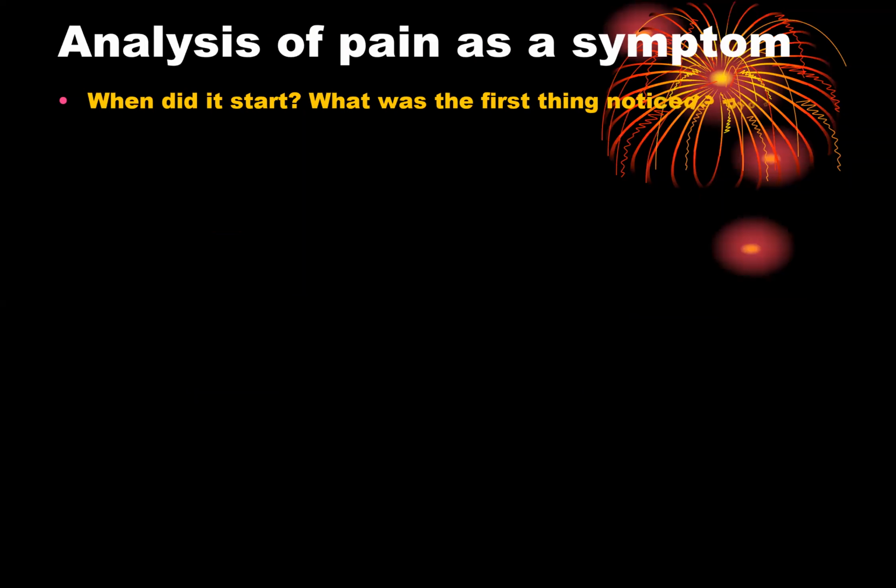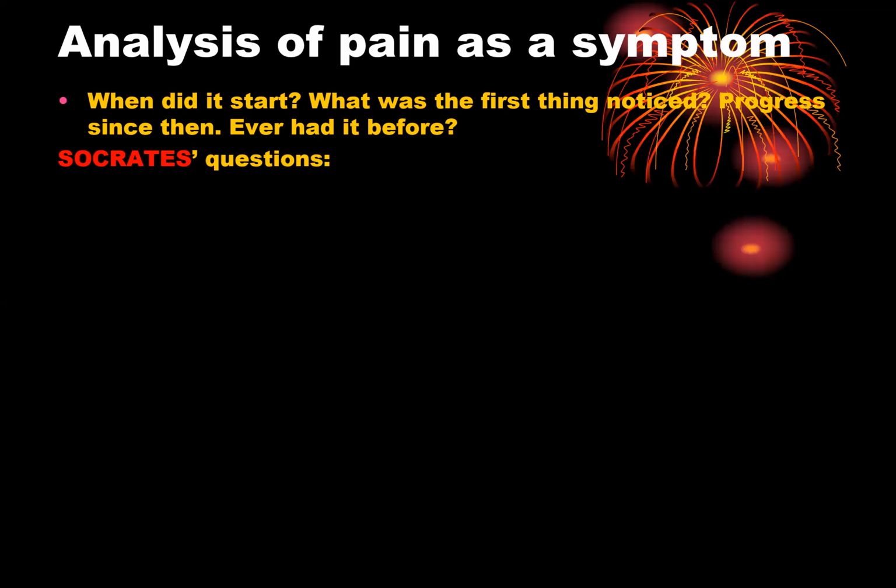Analysis of pain as a symptom. When did it start? What was the first thing noticed? Progress since then? Ever had it before? This word, SOCRATES, summarizes the important points required in the analysis of pain, and each letter in this word stands for a characteristic of pain analysis.